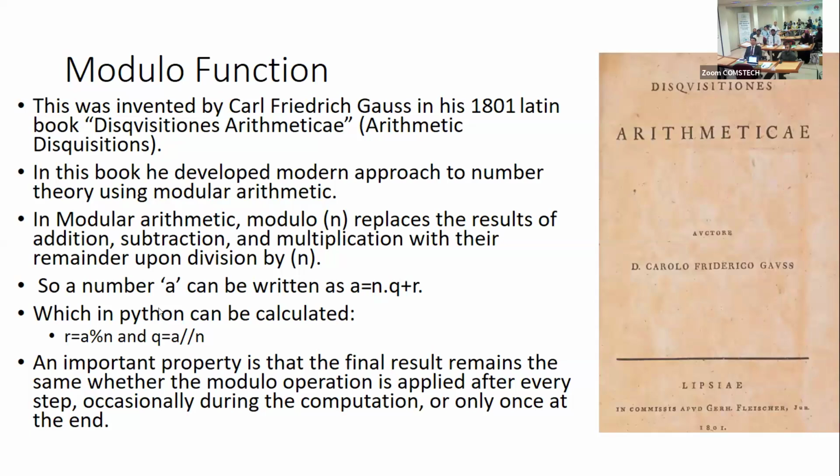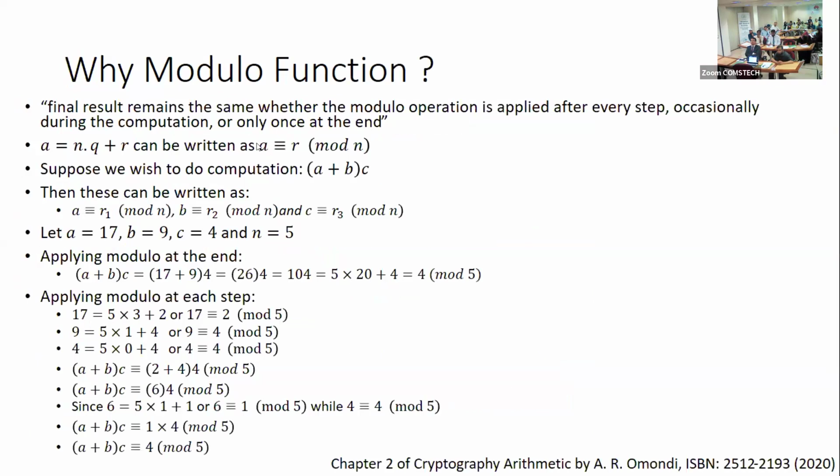Now I have two functions. One is the modular function, which is a % n. So a % n gives me r. And I have another function, which is a // n, which is integer division. I'm going to give some examples. Then I create a notation: a is congruent to r mod n, where a is n times q plus r. This congruent notation does not have q in it. Why doesn't it have q?